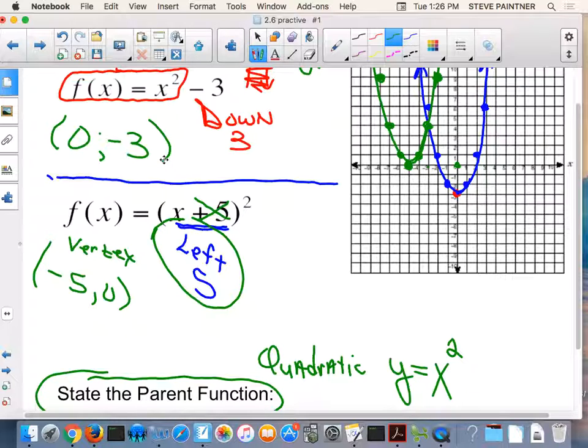Okay, so they're going to ask these questions on your homework today. So I thought, well, let's just put the same questions on there. So here's your transformation. You took your parent, went down 3. Your new vertex is 0, -3. Same thing here. Okay? That's the quadratic family. What's coming next?